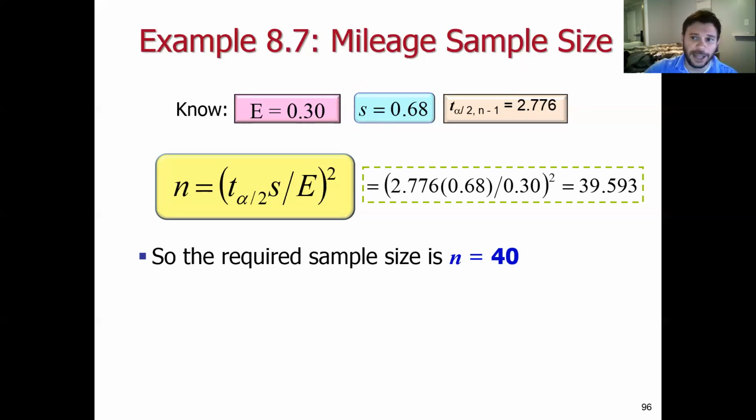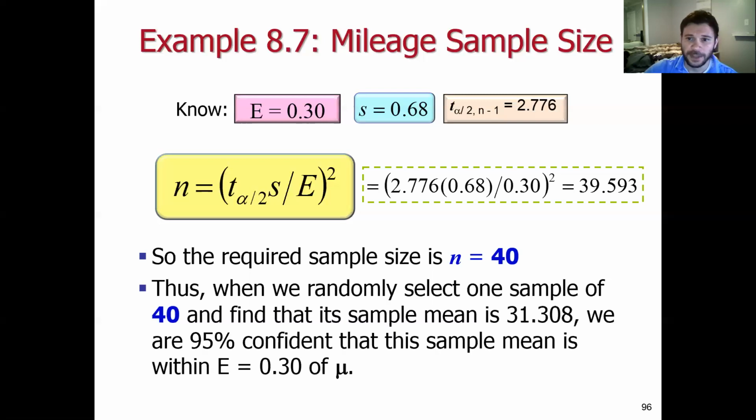So if we did randomly select a sample of 40, and we find the sample mean is 31.308, if we added 0.3 to that and subtracted 0.3 from it, we would be above that 31 mile per gallon EPA requirement, and we would be able to then qualify for that tax credit, for that type of subsidy.